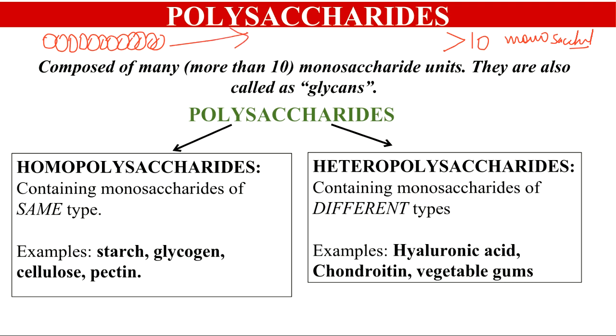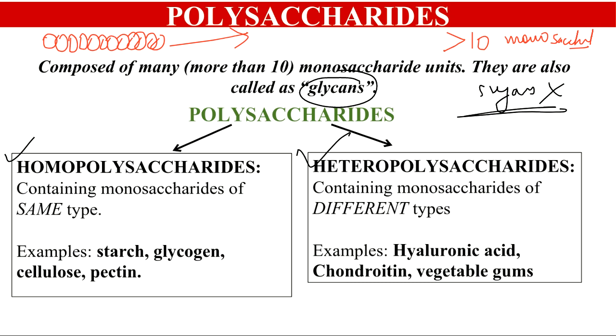Now, these polysaccharides are called glycans. They are not called sugars. So this is an exception. Polysaccharides are not categorized under sugars because they are not sweet in taste, but they are rather known as glycans. Now, these polysaccharides have been classified further into two categories. The first category is homopolysaccharides and the second category is heteropolysaccharides.